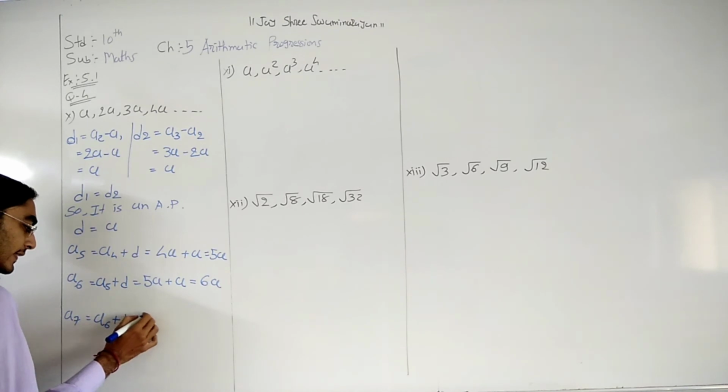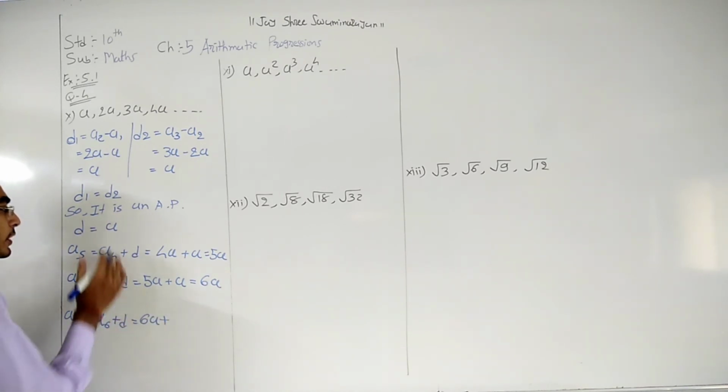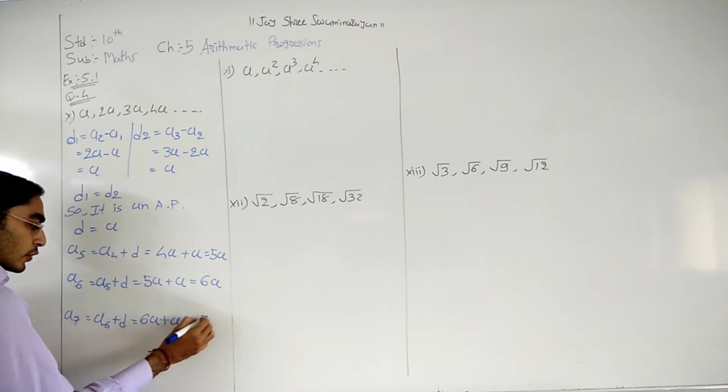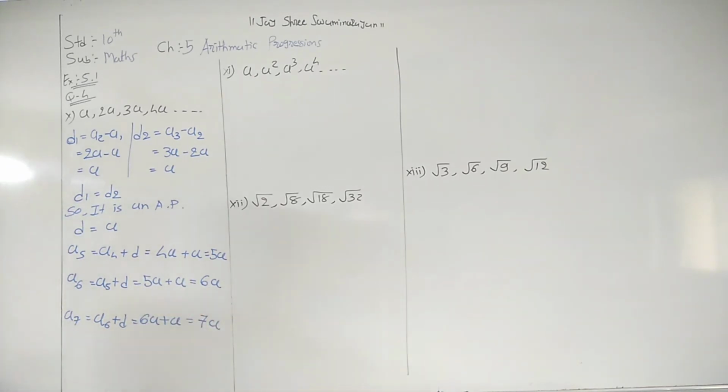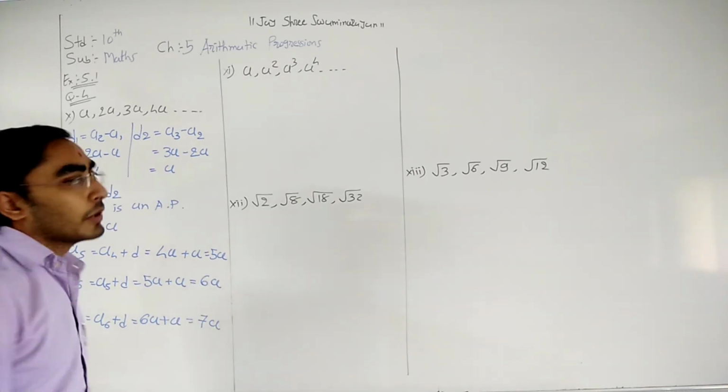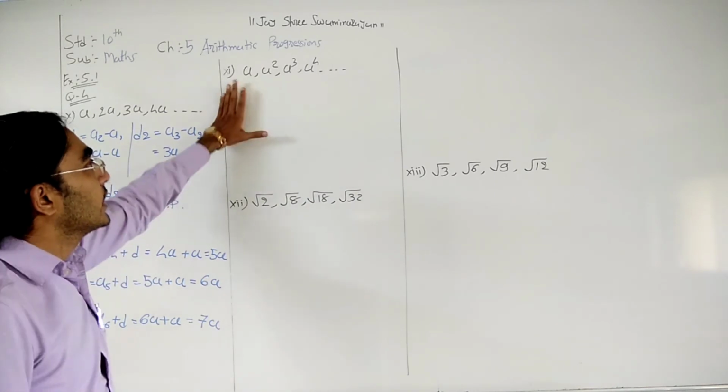So A6 is 6A plus the common difference D, which is A, so total 7A. First of all, D1 and D2 are both the same, so this is an AP with common difference D equal to A, and the next 3 terms are A5, A6 and A7. Okay, now our next question is number 11.